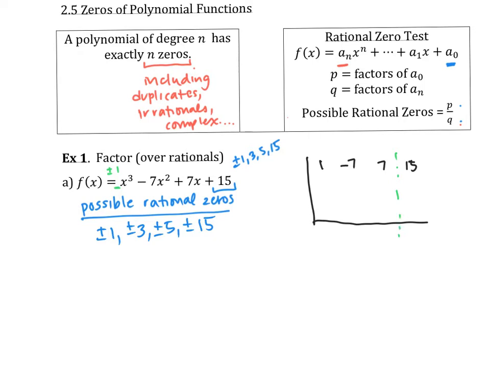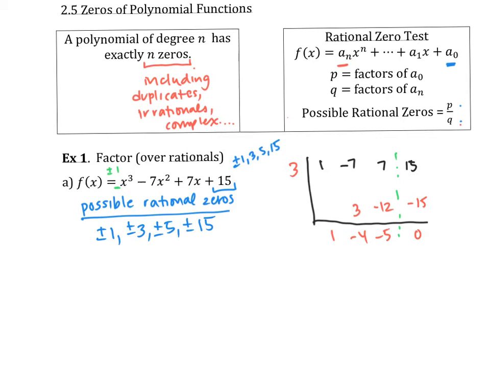Maybe I'll try positive 3. I don't know. Let's try 3. Bring down the 1. 1 times 3 is 3, negative 4, negative 12, negative 5, negative 15, 15 minus 15, 0. This one gave me a remainder of 0, so this is one of the zeros of the function. And this is not the only zero of the function, so this is just one.